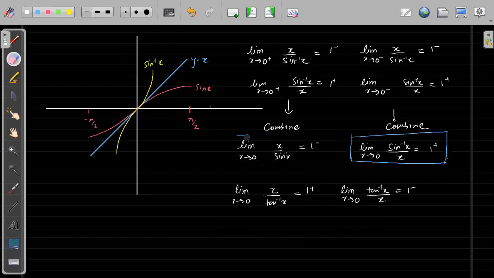Right, because tan inverse and sine inverse are only mirror images around y equals x, right? These are only mirror images around y equals x, so we can do that. So the result will be exactly opposite to what we were getting before.